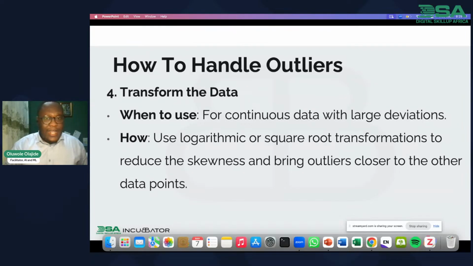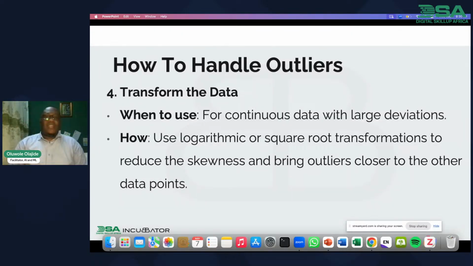Then you can transform your data. For continuous data with large deviations, I can use logarithmic or square root transformation to reduce the skewness and bring outliers closer to the other data points. This one is always good when I'm doing imaging. So I just bring down the skewness.